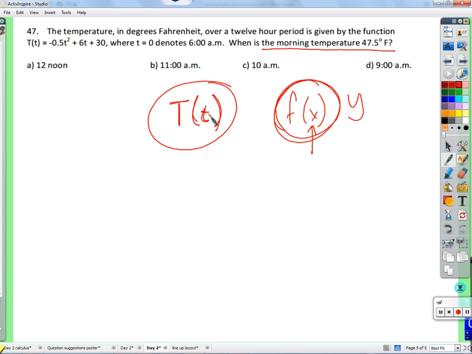If I want to know the temperature, in this case I need to know the time. We could have some other function where temperature is a function of altitude, or temperature is a function of distance from something. It could be a function of anything. In this case, it happens to be, if I know the time, I can know the temperature.